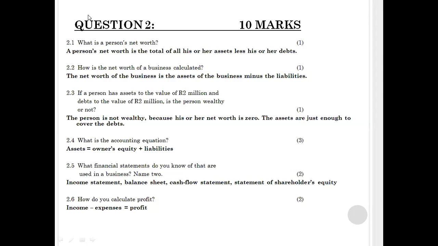What is a person's net worth for 1 mark? A person's net worth is the total of all his or her assets less his or her debts. If you just write the formula there for me, total assets minus total liabilities, perfectly 1 mark there as well. So with 2.1, as long as you said something about total assets minus total debt or total liabilities, then you get your mark.